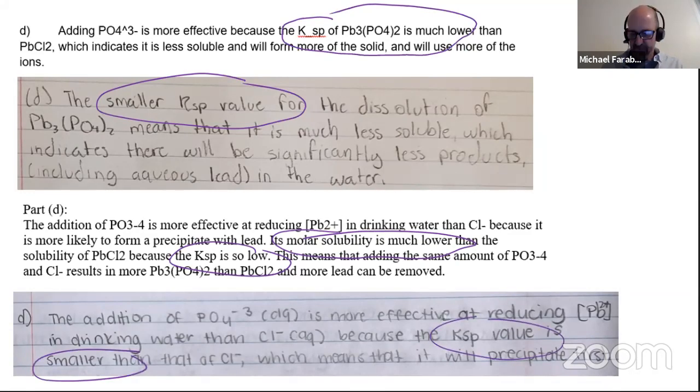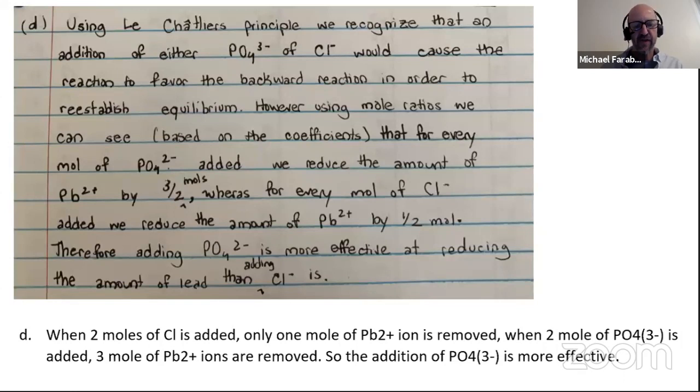Okay. And then here we have some answers focusing on the stoichiometry and the mole ratio. So we're looking at the fact that for every 1 mole of phosphate, we reduce the lead by 3/2, whereas for every 1 mole of chloride, we reduce the amount of lead by 1/2. So again, focusing on the ratio. Here this person says when 2 moles of chloride is added, only 1 mole of lead is removed, whereas when 2 moles of phosphate are added, 3 moles. Okay, so it looks great.